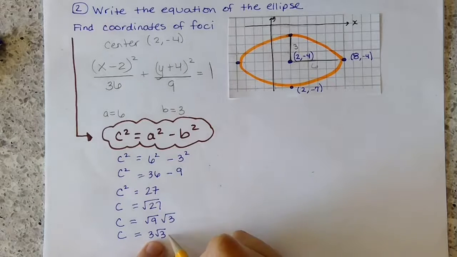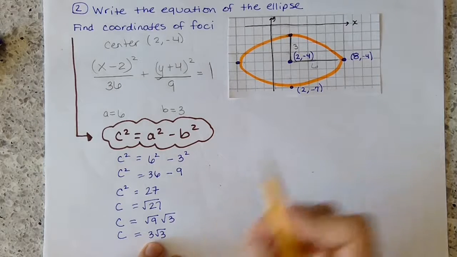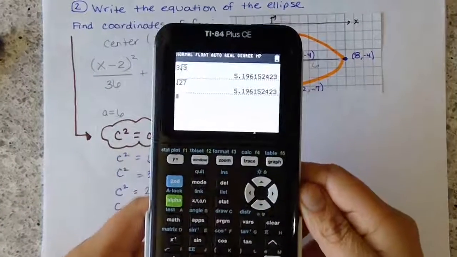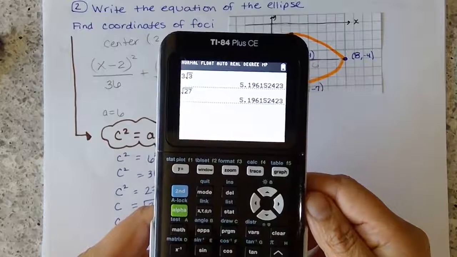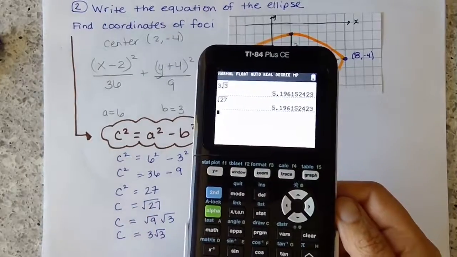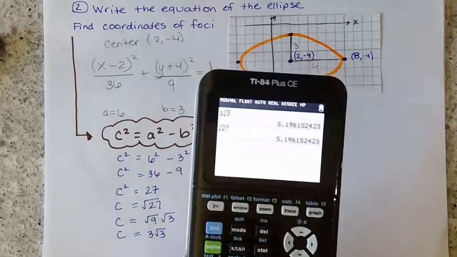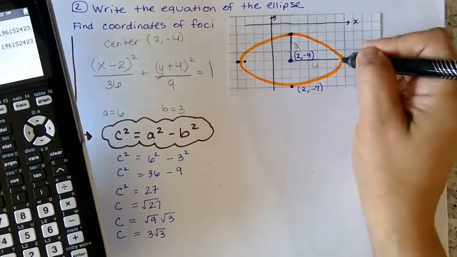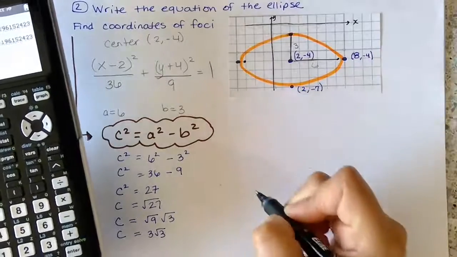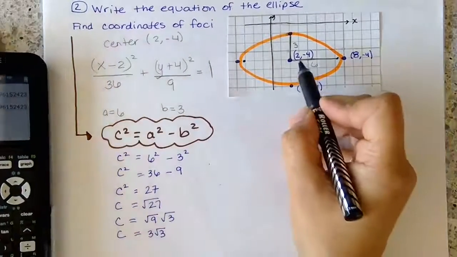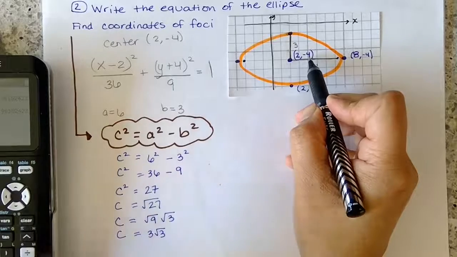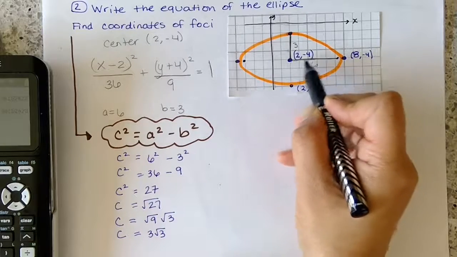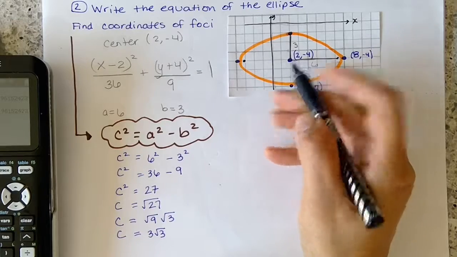Well, what is 3 square root of 3 exactly? Don't really know. So use your calculator. So square root of 27 is about 5.1, 5.2, 3 square root of 3, the same thing. It's a little over 5. So how do you write that? Well, you know that your focus point is going to be a little bit past 5. So the coordinates are going to affect the 2 or the -4. Definitely going to affect the number in the x direction. So it's going to affect the 2.